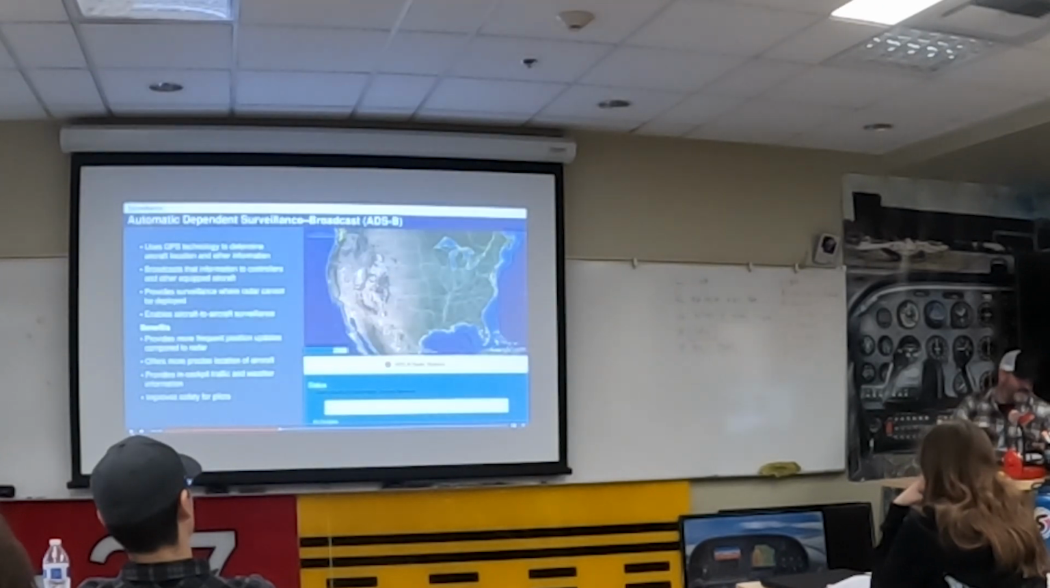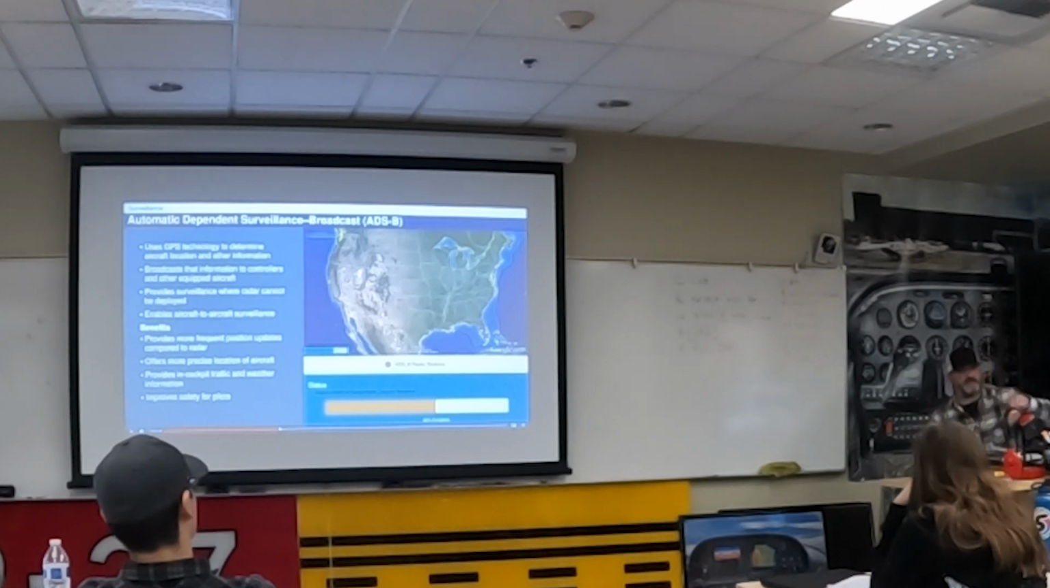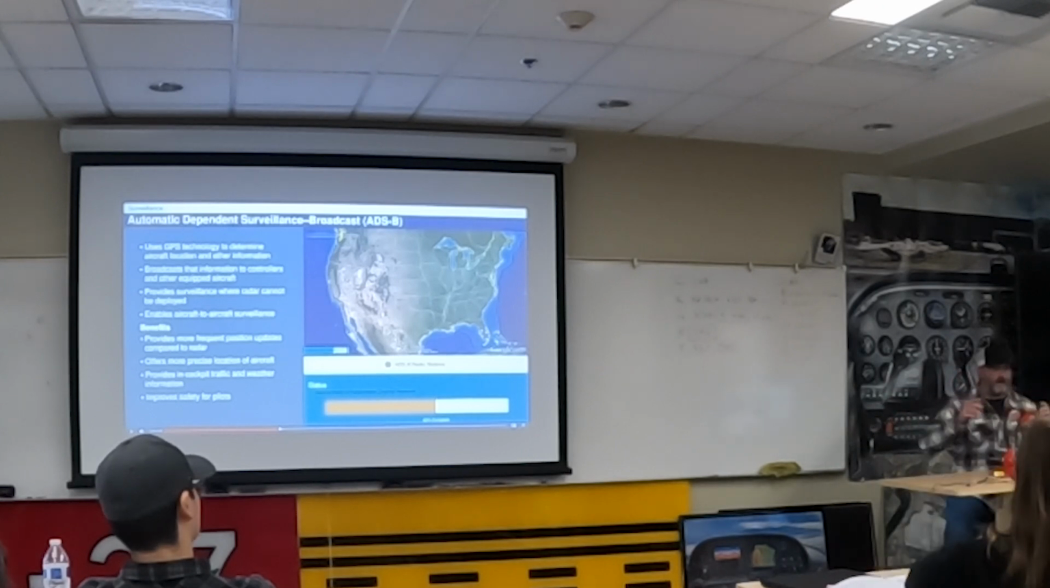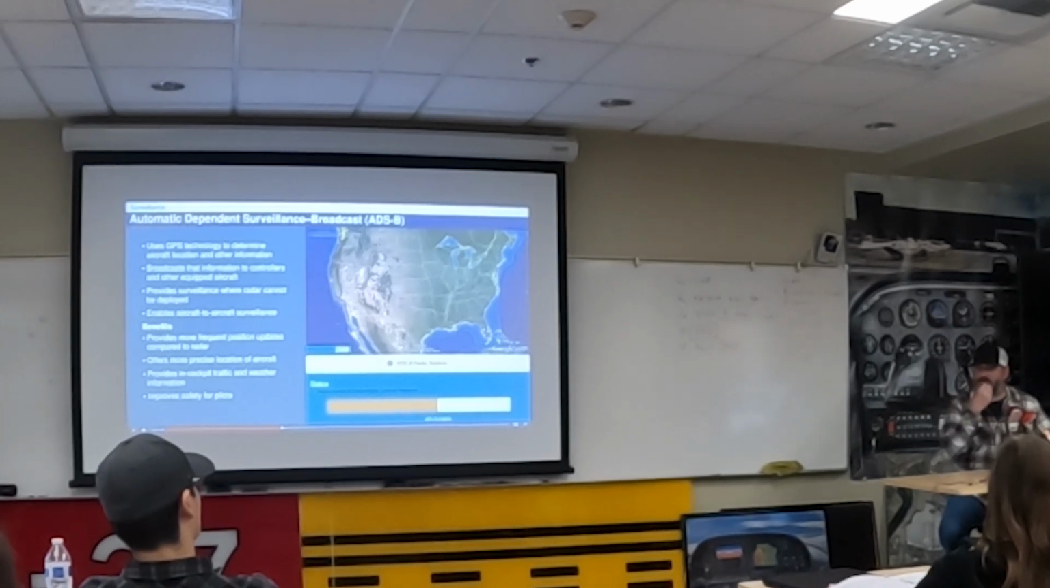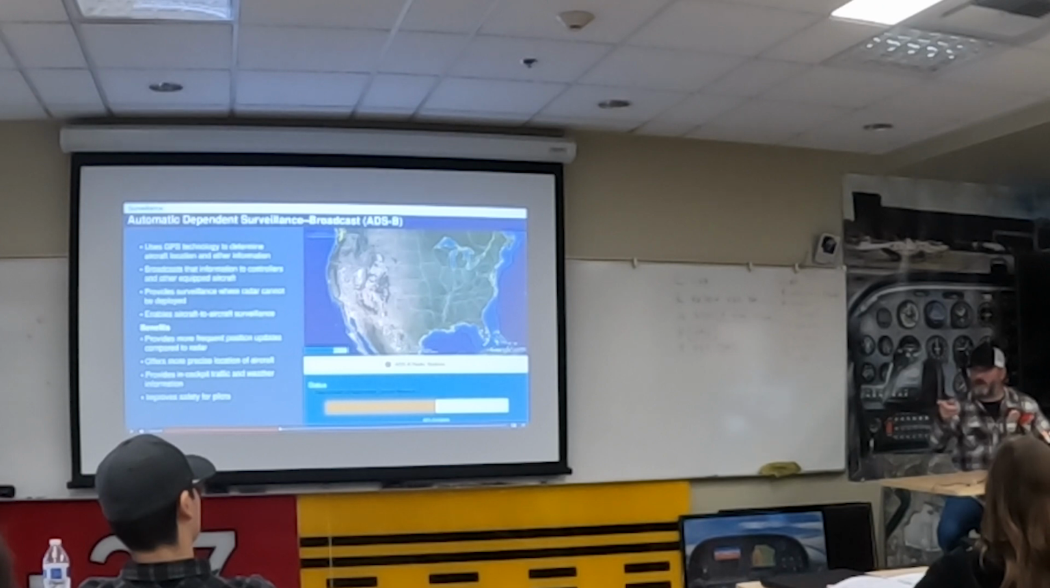What does ADS-B stand for? Anyone? Automatic Dependent Surveillance Broadcast. What does that mean? It sends a signal by itself. It automatically sends a signal out. So automatically sends a signal. But what does dependent mean then? Automatic dependent seems like it's automatic, but it's dependent. What does the dependent portion mean? Ground stations. It's dependent upon ground facilities to be operational.